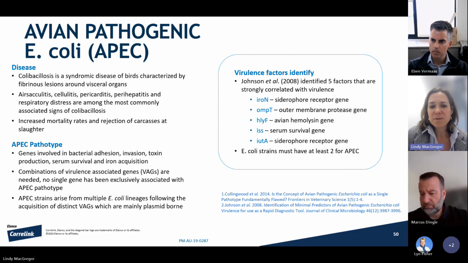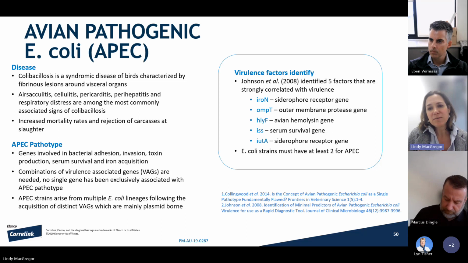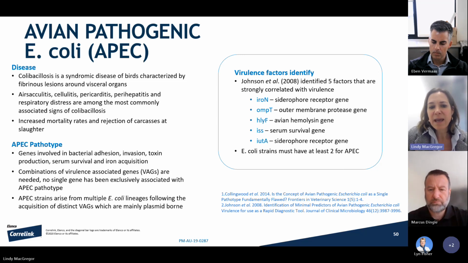hemolysin that will cause hemolysis of red blood cells. So any of the pathogenic E. coli that are isolated from the broilers at Hazeldene's, if their DNA contains 2 or more of these 5 genes, they are immediately classified as pathogenic. All right, so that's how we classify it.